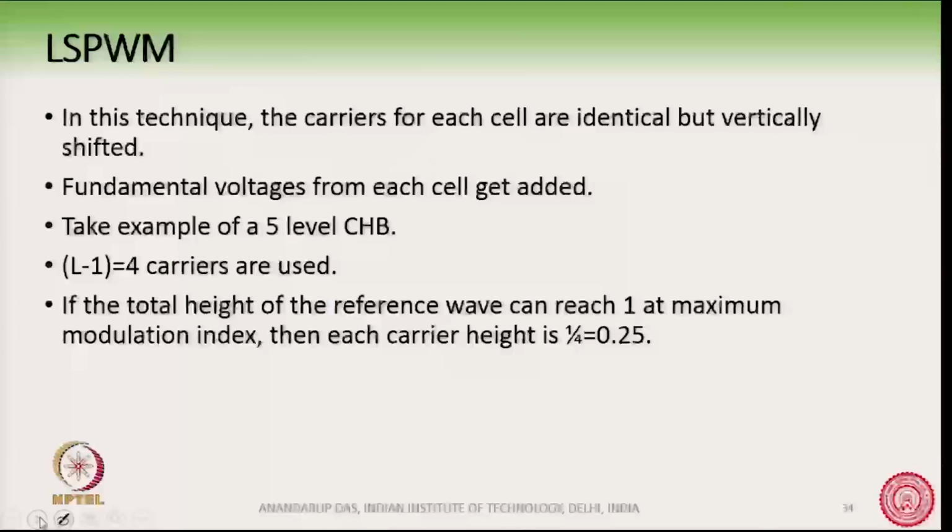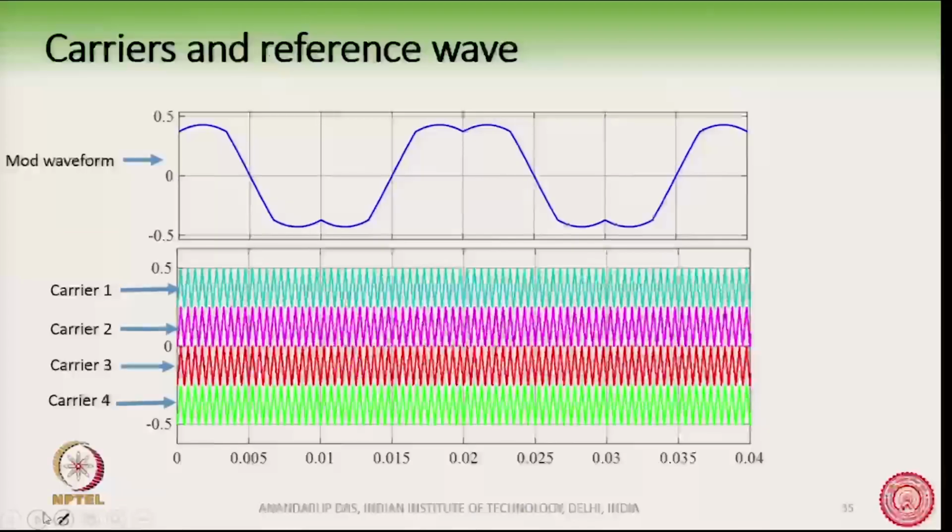Okay. Now, let us see the level shift PWM technique. We have covered the phase shift PWM and now we will see the level shift PWM. In level shift PWM, the carriers for each cell are identical. Normally, they are all identical. Some types of LSPWM exist with carriers non-identical, but let us start with these carriers being all identical, but they are all vertically shifted from one another.